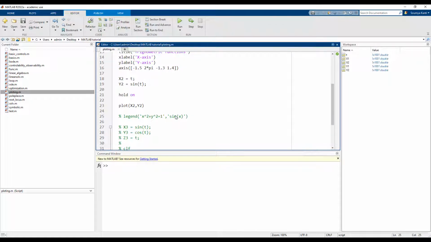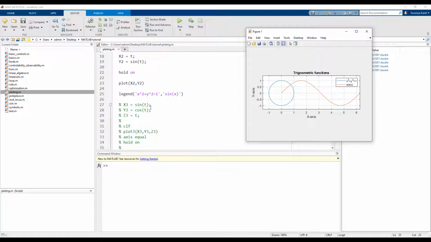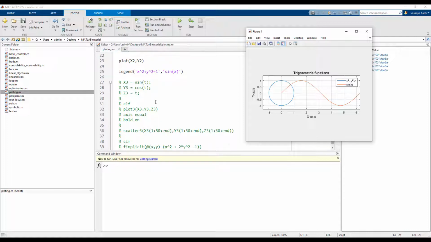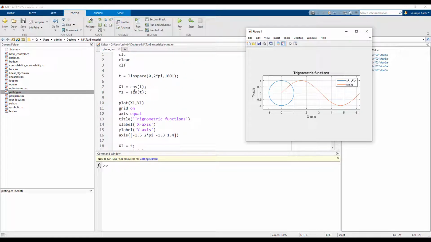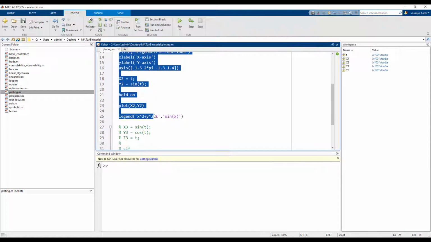Now suppose I want to give legends to the axes. You can see that now the legends are also here. So this is how you prescribe the legends. Okay, so this was one. Suppose now I want to do a 3D plot. I'll comment these out for the time being.